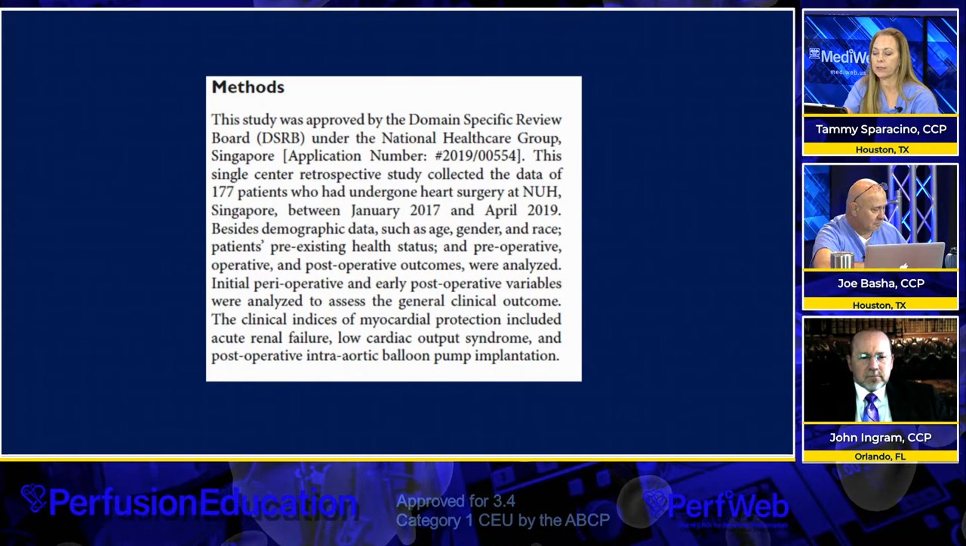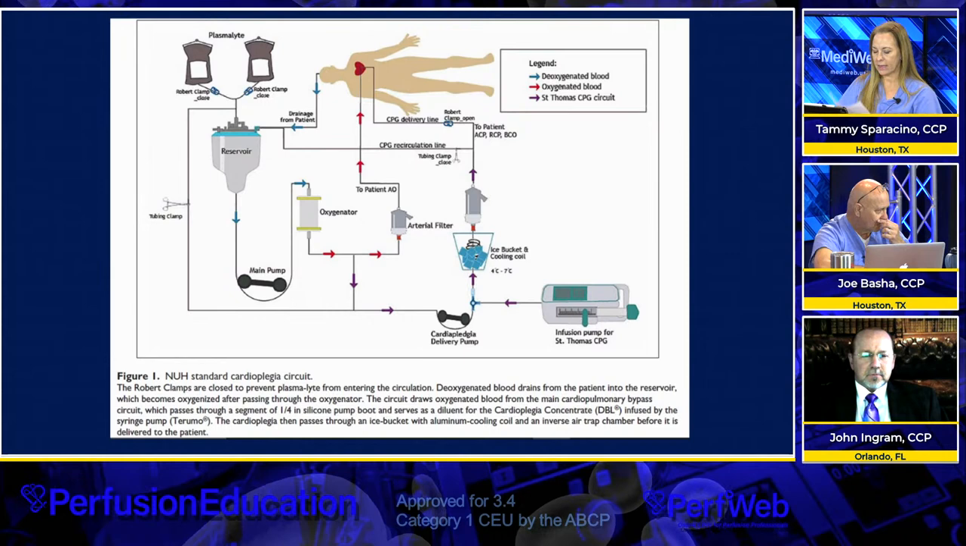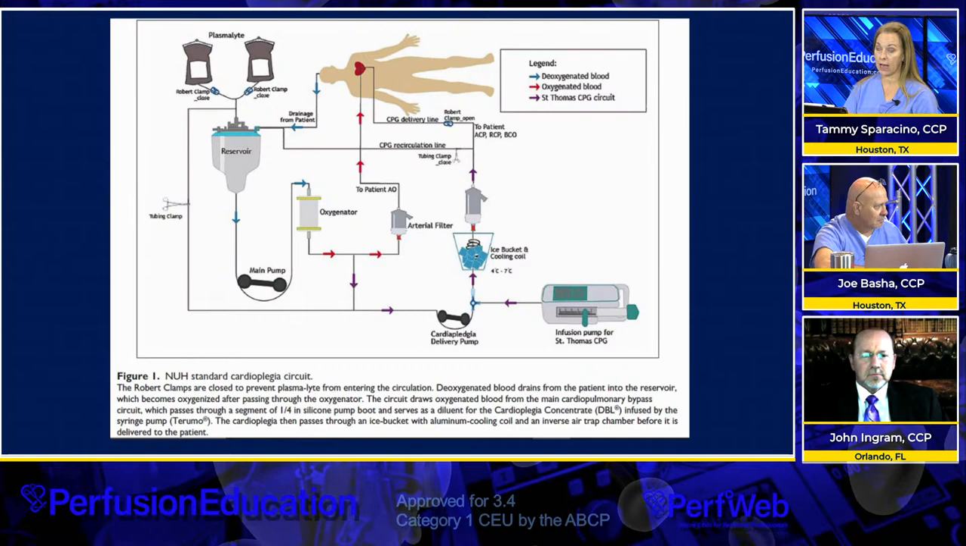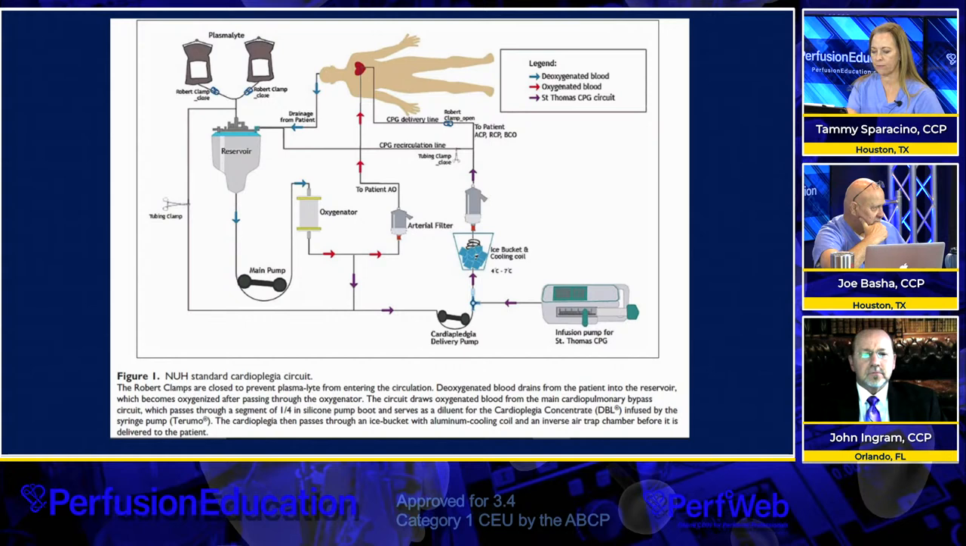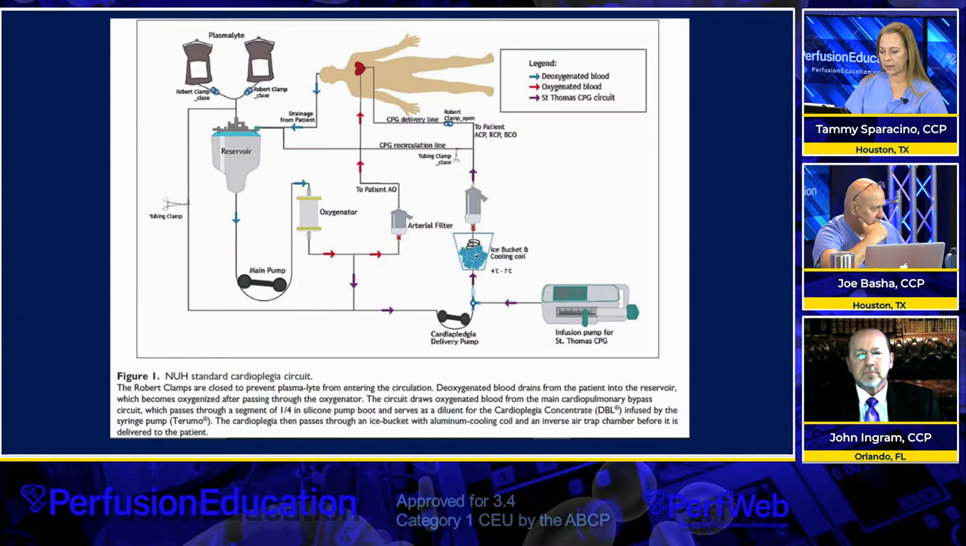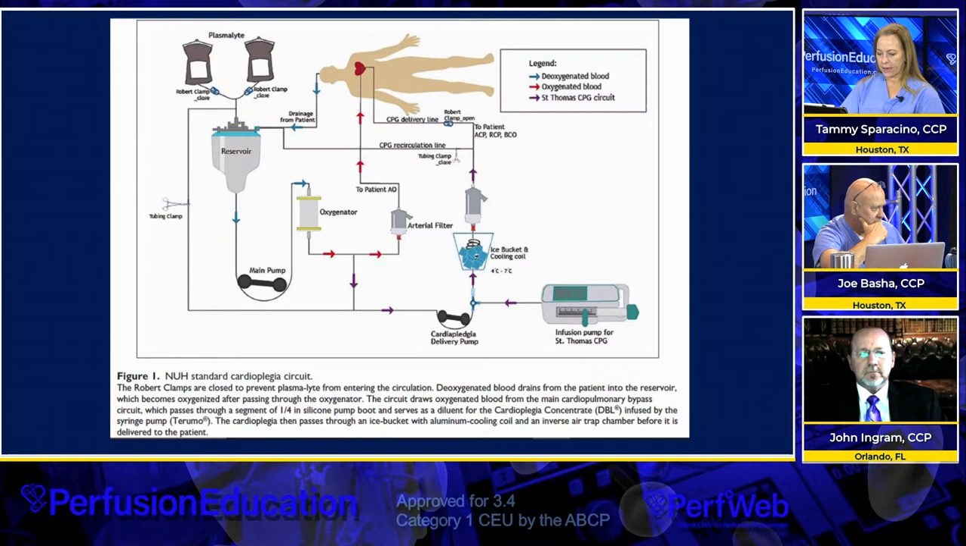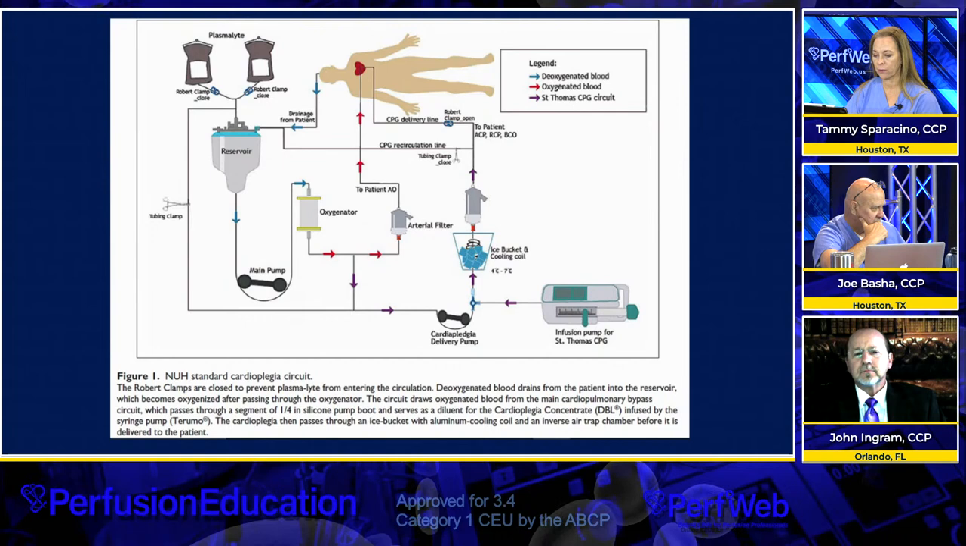Okay, so here's our first diagram, and I'll just read to you real quick. This is their design. You can see we've got a standard on the left, reservoir, oxygenator, drainage, and indication of coming from the patient, and then you see a whole lot of other stuff. So let me just tell you what you're looking at. This is what they call their standard cardioplegia circuit, and they've got various clamps and ways to divert the way that they're going to be circulating things.